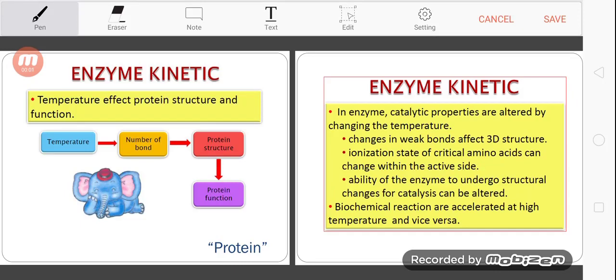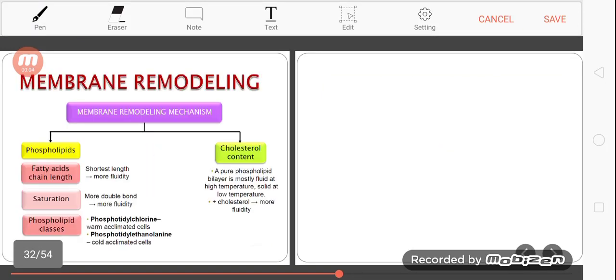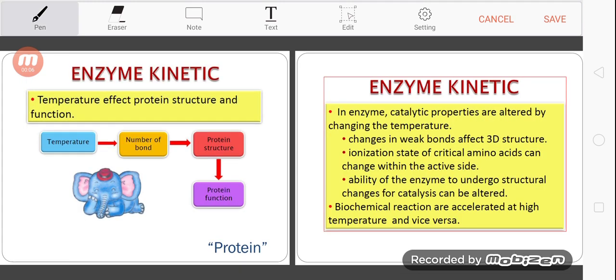Continue on enzyme kinetics, after membrane remodeling. So temperature can affect protein structure and function. How? The enzyme has an optimum temperature. When it achieves the optimum temperature, it will give the optimum reaction, and the substrate, the product after the enzymatic reaction occurs, will be produced.